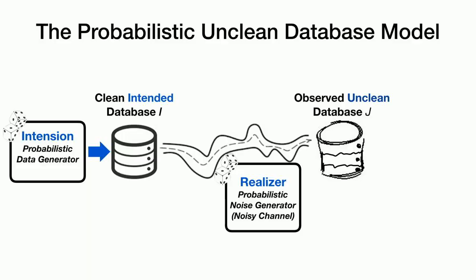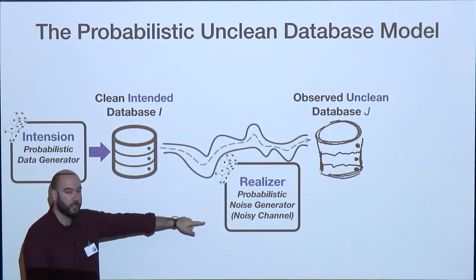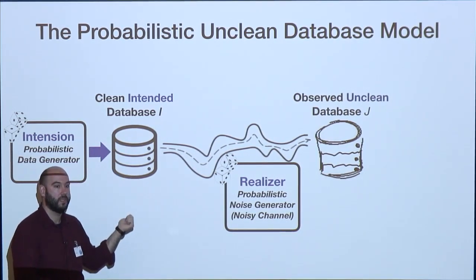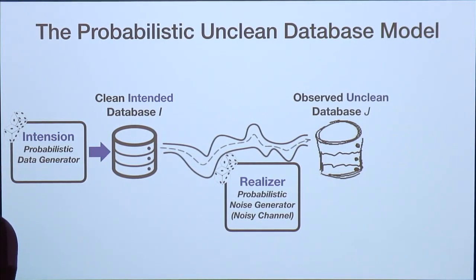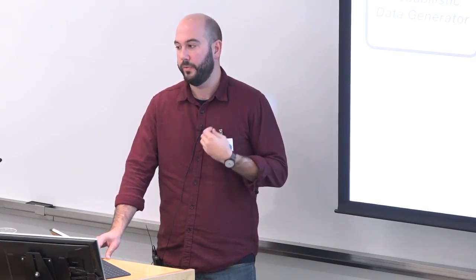You have what we call a noise generator. We will refer to it as the realizer. This is our noisy channel. This is again a random process that injects errors. This process operates over a sample of your initial process, and what you get back is a final dirty database. Given this description, you can now start instantiating these two distributions. One is a conditional distribution, and the other is a generating distribution. You can instantiate these two to reason about what is happening in the dirty database that you're observing.